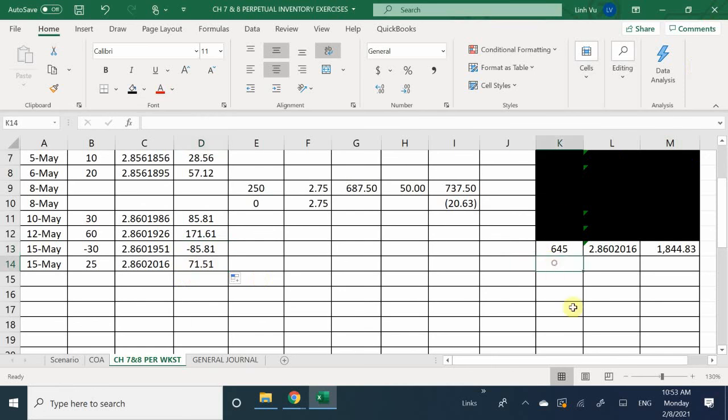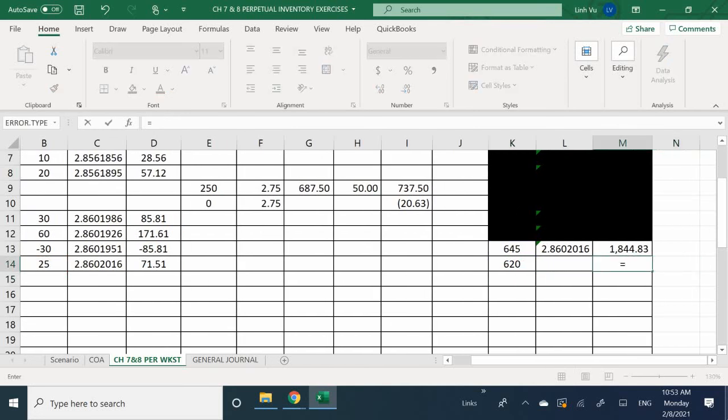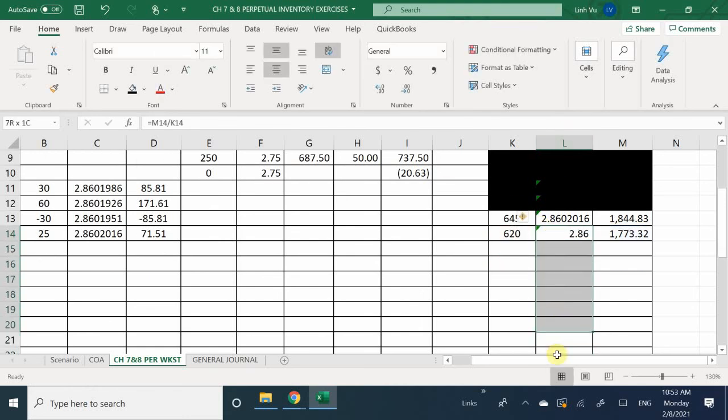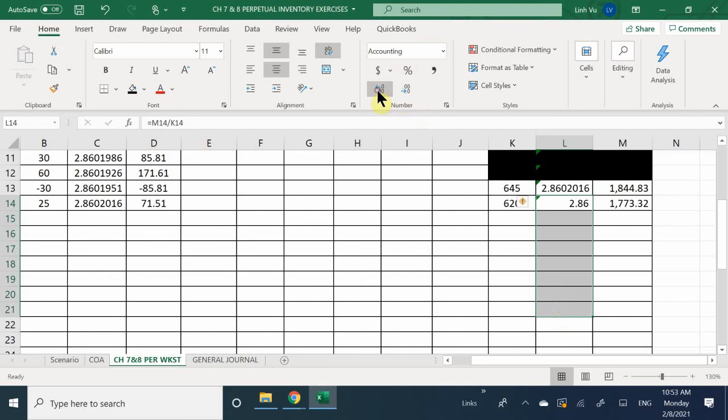71.51. Okay, so let's go ahead and update our inventory. How much should I have left on quantity? 620. And what is my new total cost? 1773.32. Good. And lastly, what is my new cost per item? 2.86019. Good. There you go.